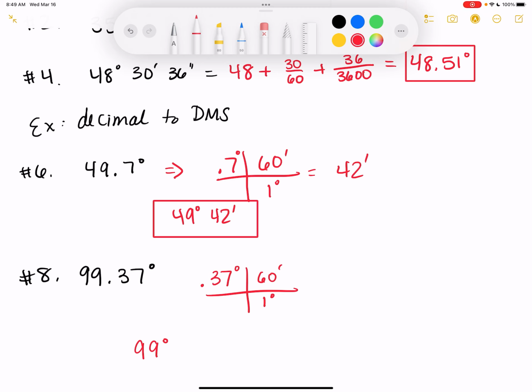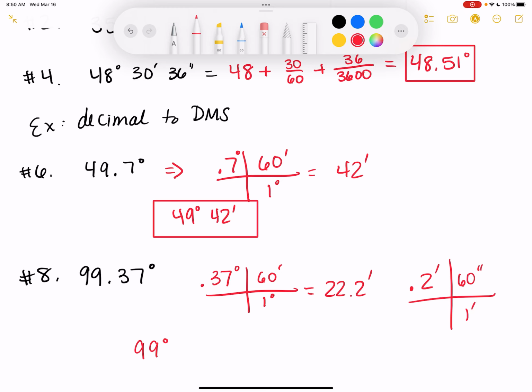22.2. So then that's 22.2 minutes. But the decimal needs to go, so that's going to be your second. Because this is in minutes, I come over and do 0.2 minutes, with 60 seconds per 1 minute.